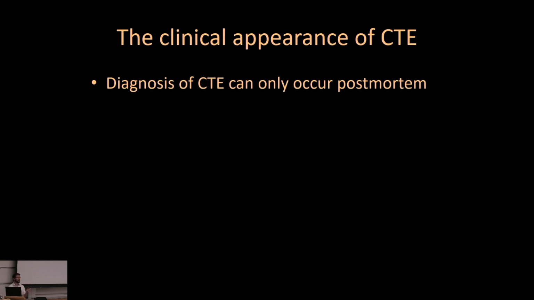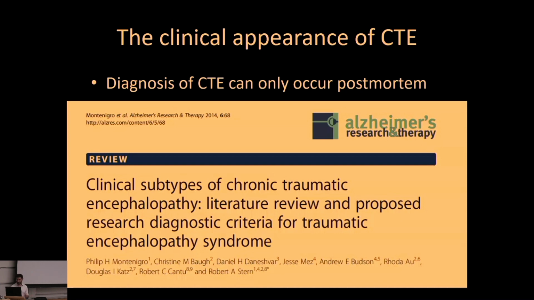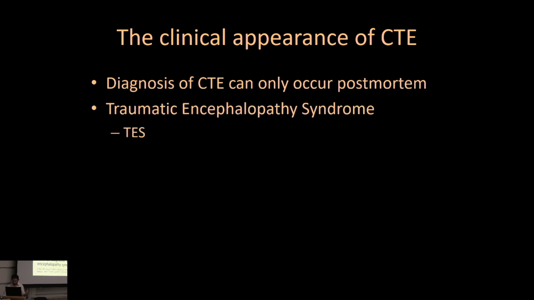However, there's a lot of work trying to understand what CTE in life looks like. This is the first attempt at that in 2014. Again, only 10 years ago. This is a literature review trying to classify what the clinical features of CTE actually are. And the term for CTE in life became traumatic encephalopathy syndrome, or TES. So you can't have CTE while you're alive, but you can have TES. So it's a way to take it apart from the pathology. Because the pathology is a pure pathologic diagnosis, and the clinical diagnosis should be separate from that, because we can't make it definitive yet.